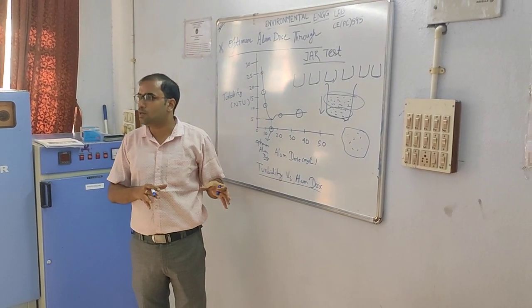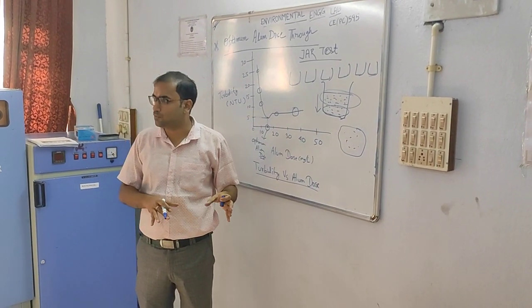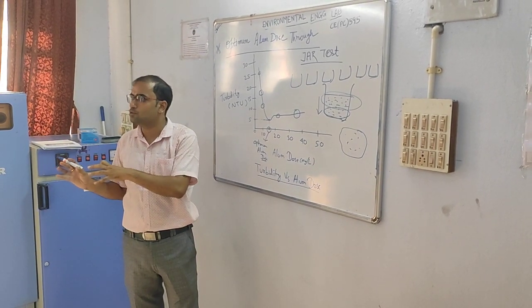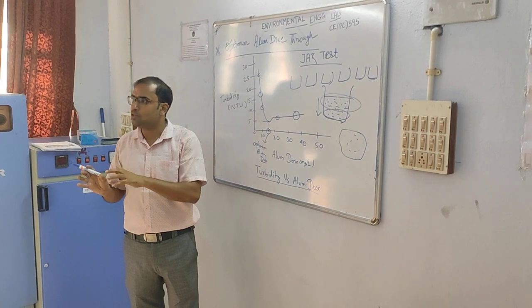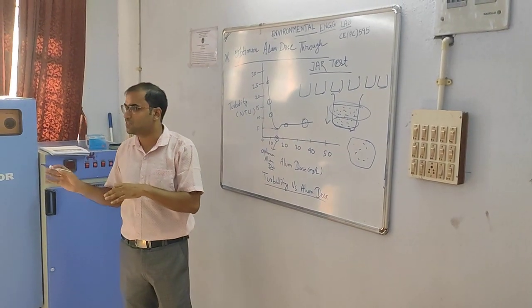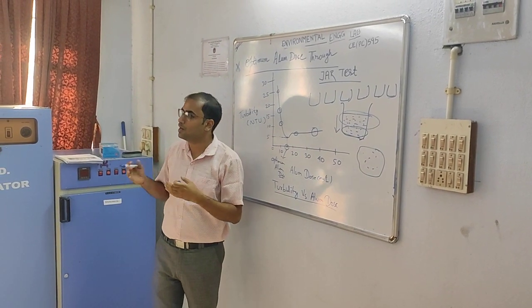But for a treatment plant, you have to do it for 100 liters of water. So 100 into 10 mg. Whatever quantity of alum dose you get, that you have to apply on the treatment plant. So that is the basic output from this test. You are quantifying an optimum alum dose.